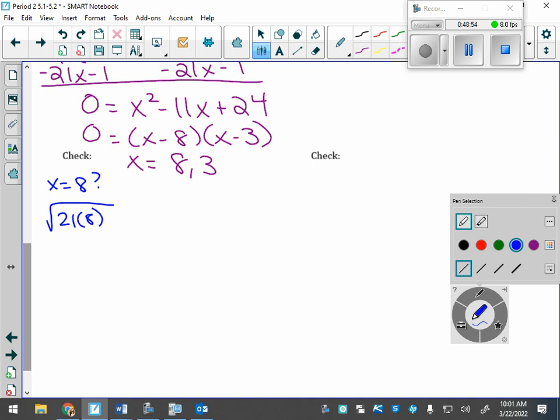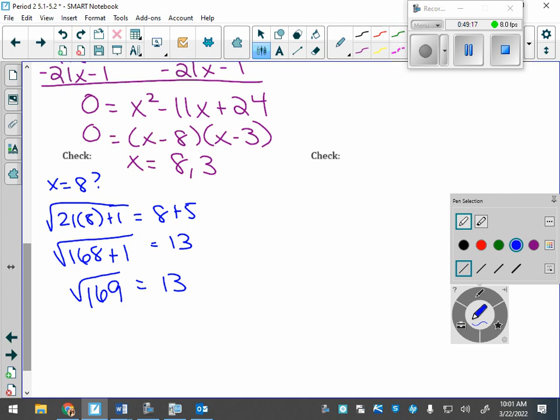21 times 8 plus 1. What is 21 times 8? 168 plus 1 is what? 169. What is the square root of 169? So I have 13 on both sides, therefore 8 is a solution.